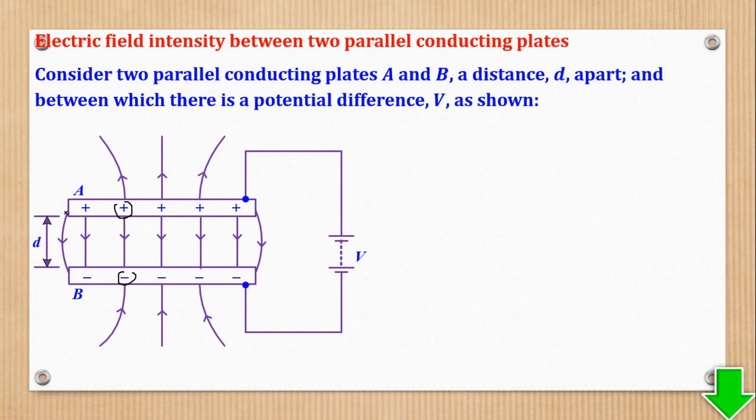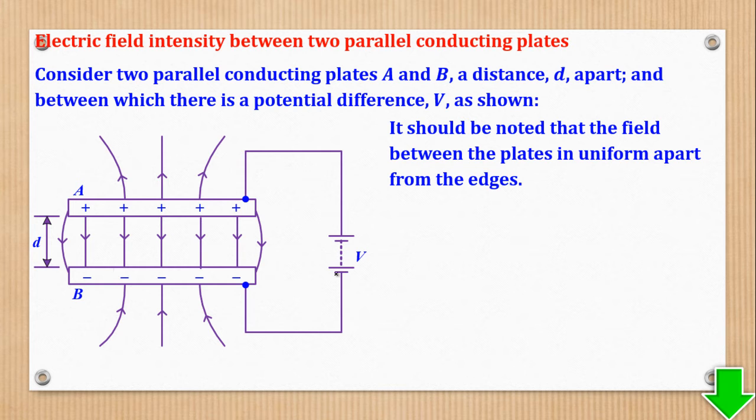Then what you should realize is that these ones are straight, but towards the end they are a little curved. So when they tell you to draw an electric field between two parallel plates which are charged, always remember to make these ones towards the end a little curved. So this is what I've been talking about, that the field between the plates is uniform apart from the edges.